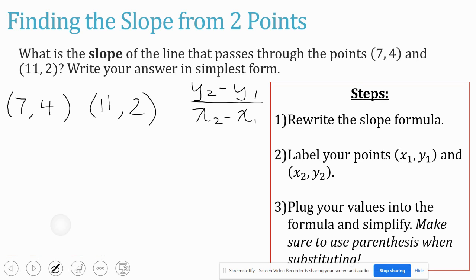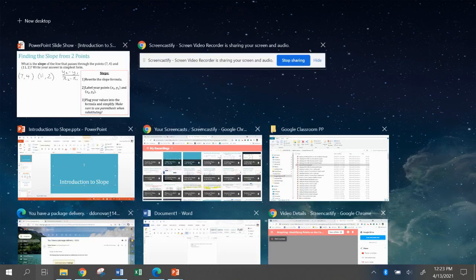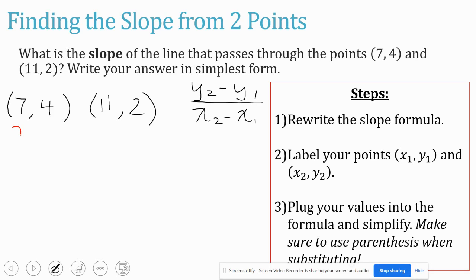Now I'm going to label this. I'm going to label this x1, x2, y1, y2. It's very, very important that you keep those numbers together. So it has to be 1, 1, 2, 2. So our 2 x values, x1, x2, y1, y2. So now once we label that, we're going to plug our values into the formula and simplify. I'm going to be using parentheses when we substitute, just like we do normally.